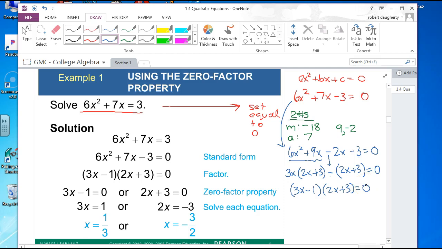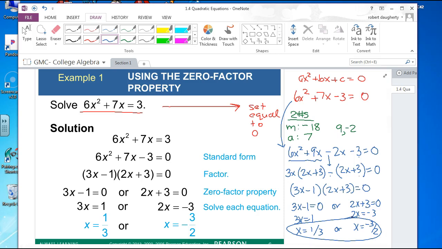I've got two things multiplied to give me 0. That means one of those has to be 0. Now I set each factor equal to 0. So if 3x minus 1 equals 0, or 2x plus 3 equals 0, this means that 3x equals 1, x equals 1/3, or 2x equals -3, x equals -3/2. Those are the two solutions, 1/3 and -3/2. So two solutions to this quadratic equation.